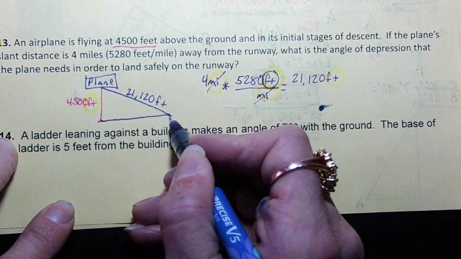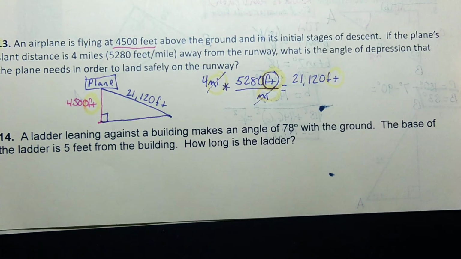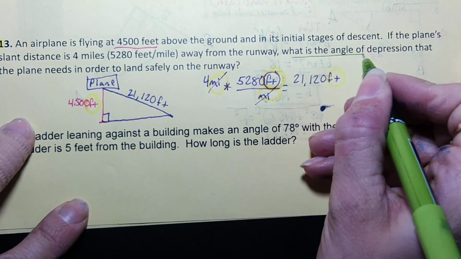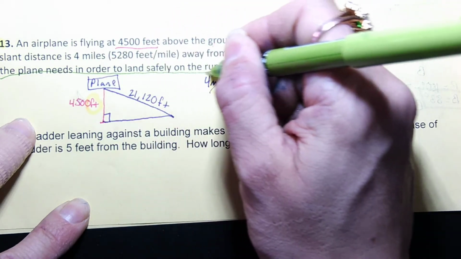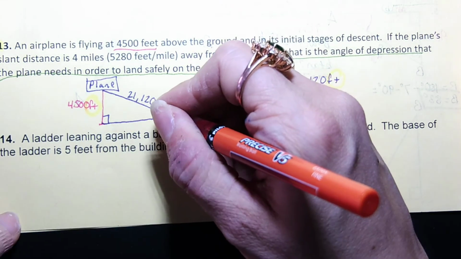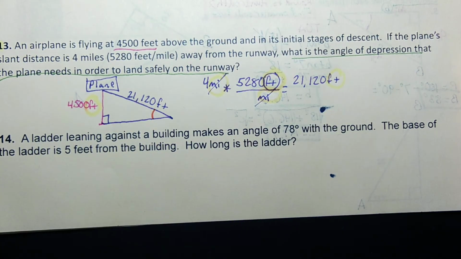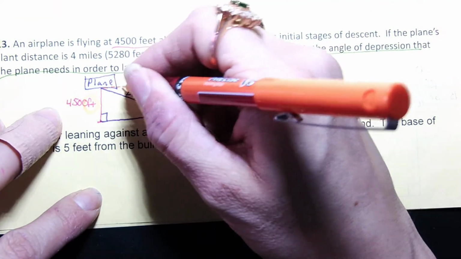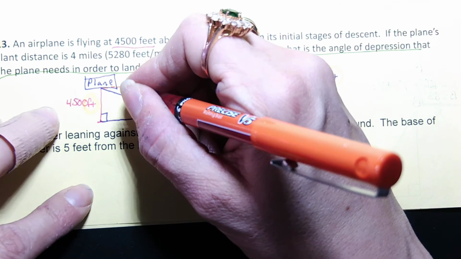And when we connect those, there's our right triangle. Now what the problem is asking for is what is the angle of depression that the plane needs in order to land safely on the runway. So angle of depression, plane to runway; angle of elevation, which is easier to draw, runway to plane. So my angle of elevation from the runway to the plane would be this one. The angle of descent is always relative to a horizontal and would be this one.